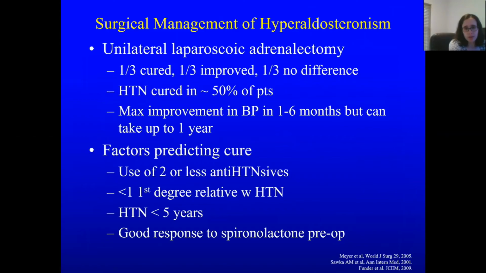About 1/3 are cured, 1/3 are improved, and 1/3 there's no difference. Hypertension is cured in about 50% of patients. The max improvement that we see in blood pressure is usually 1 to 6 months after the surgery, but can take up to a year. Factors predicting cure: if their hypertension is not as severe at baseline, they're using 2 or less antihypertensives; if they have less than 1 first-degree relative with hypertension; the shorter time they've had hypertension, less than 5 years, is associated with a better response to surgery; and or a good response to spironolactone preoperatively.